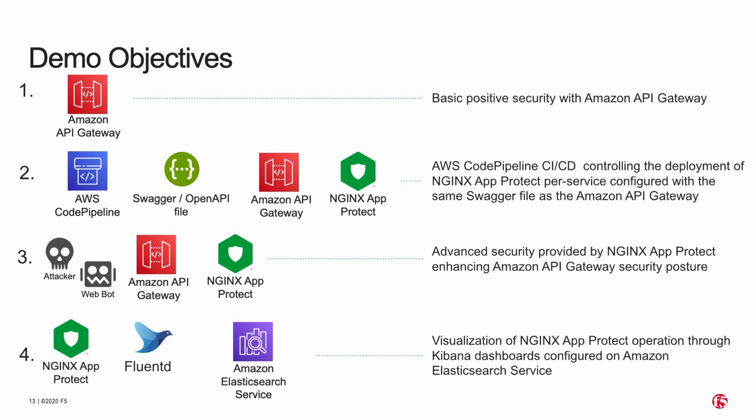Then I'll be demonstrating how NGINX App Protect enhances the security posture of Amazon API Gateway, and then the visualization of security logs through Amazon Elasticsearch Service and Kibana dashboards.